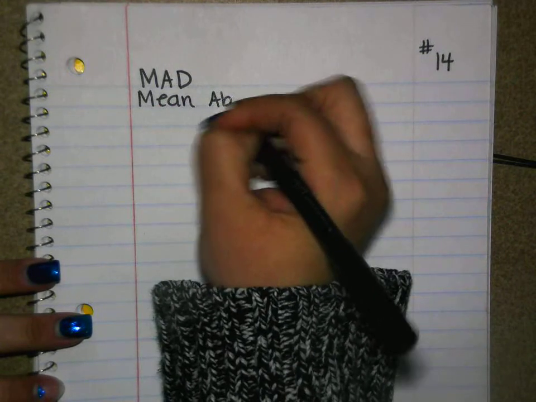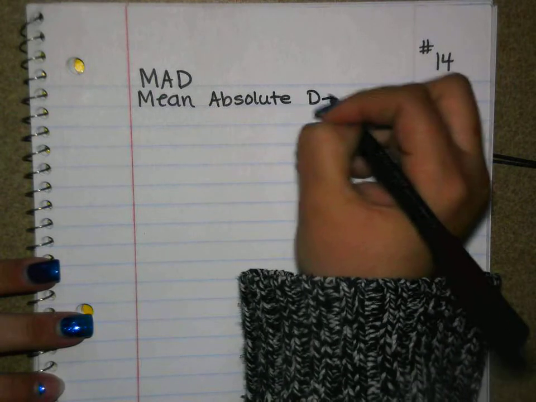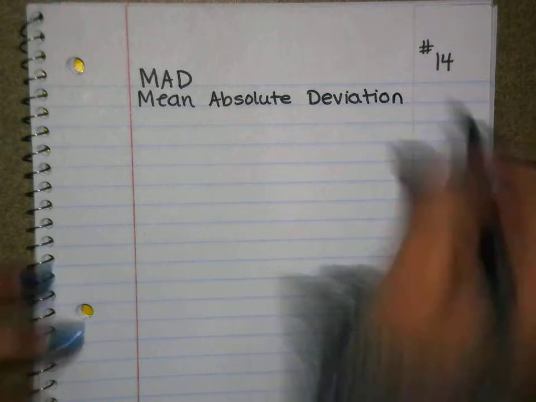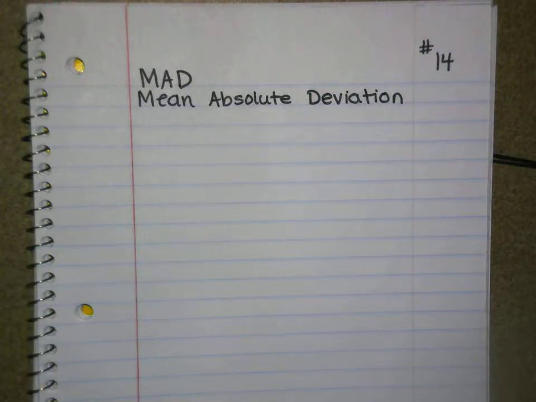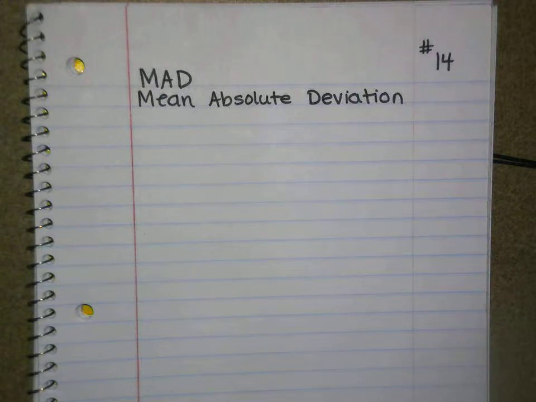Mean absolute deviation. So when someone or something asks you to find the MAD, you're looking for the mean absolute deviation. You've obviously seen the word mean, right? And you may have also heard the word deviation, such as in standard deviation. Another way I like to think about this is the mean average difference. That's the way I like to think of it because it makes more sense to me.